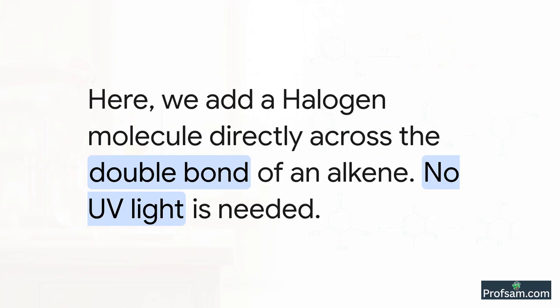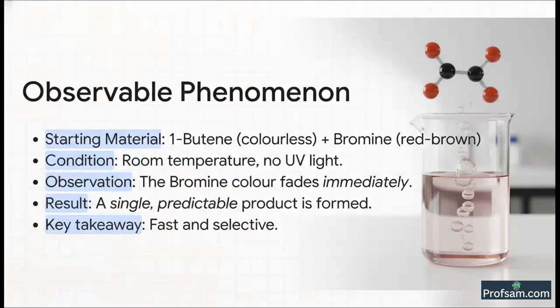So we simply introduce the halogen, and it adds itself right across that double bond, breaking it, and forming our new haloalkane. And the difference in the lab is just wow. If you bubble some colorless 1-butene gas through that same red-brown bromine water at room temperature with no special lights, the color disappears immediately. Instantly.